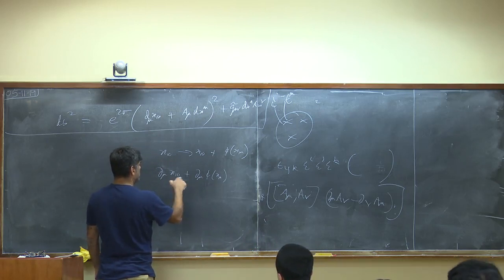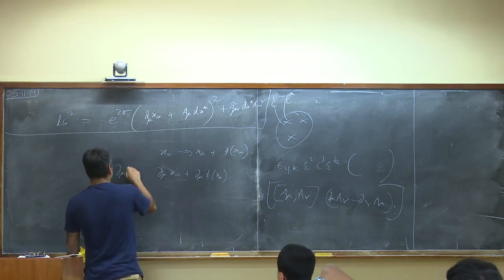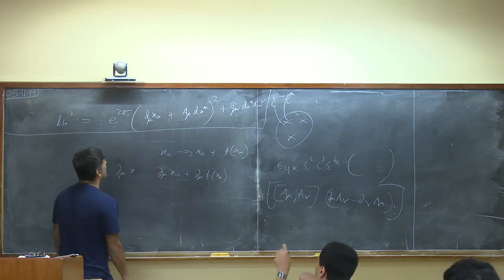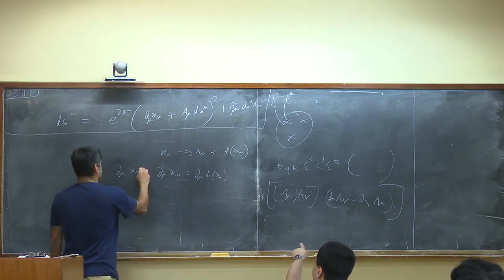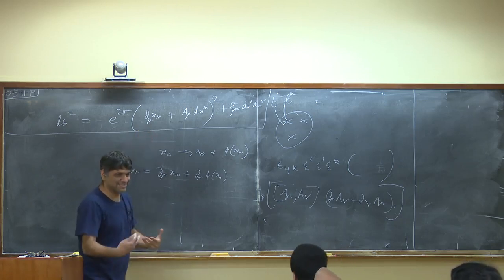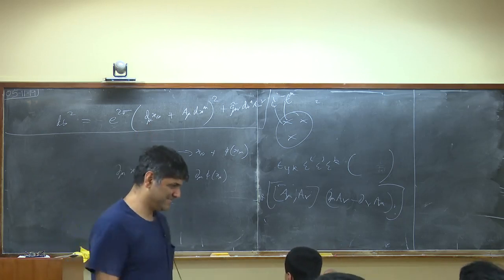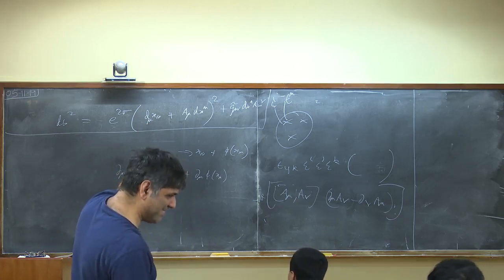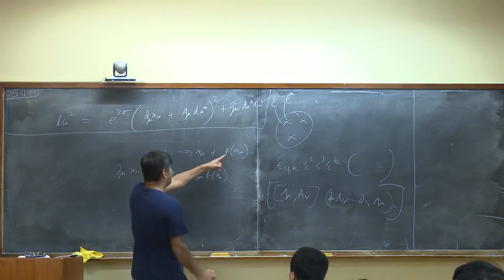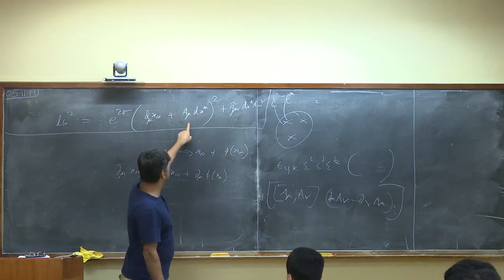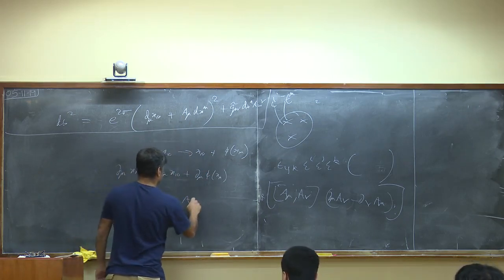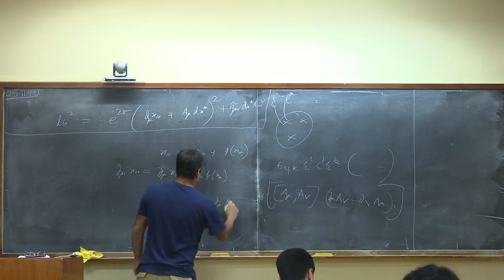Yes, dX10 is del mu X10 dx mu, right? Right, that changes dX10 to dX10 plus del mu phi dx mu. But that can be cancelled if A mu goes to A mu minus del mu phi of x mu.